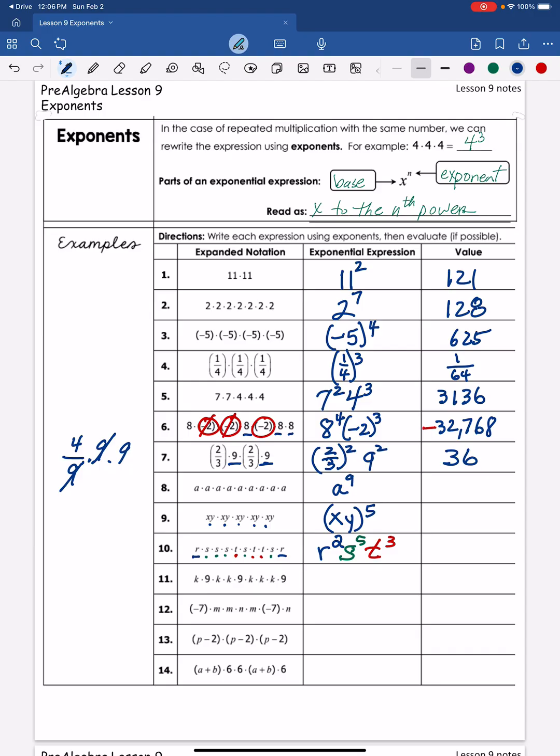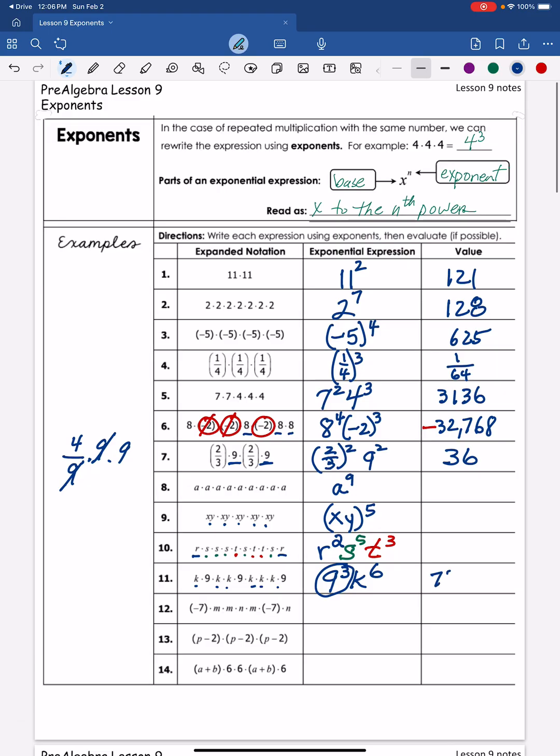This one I am going to start with, if I have a combination of variables and numbers, I am going to start with the number first. So in this case, I have a 9 cubed, and then k happens 1, 2, 3, 4, 5, 6 times. To find that value, I can find the value of the numerals. So 9 times 9 times 9 is 729, and then I just attach the k to the 6th.